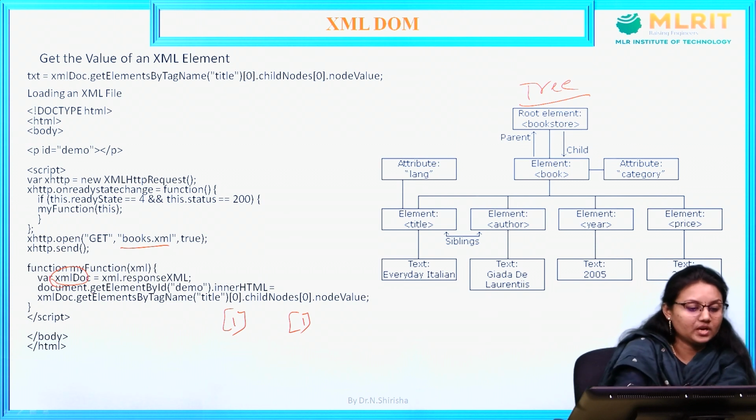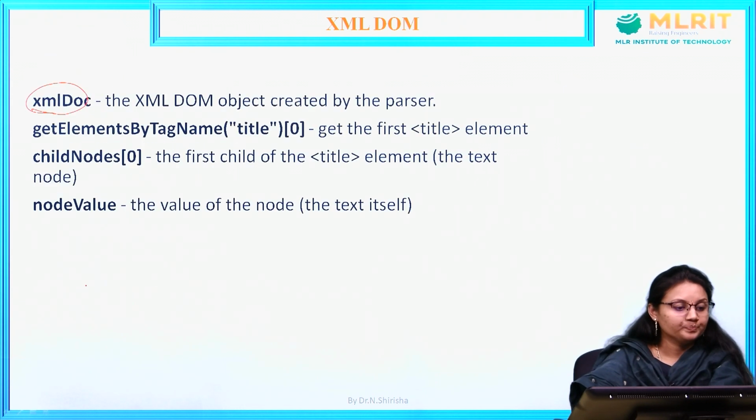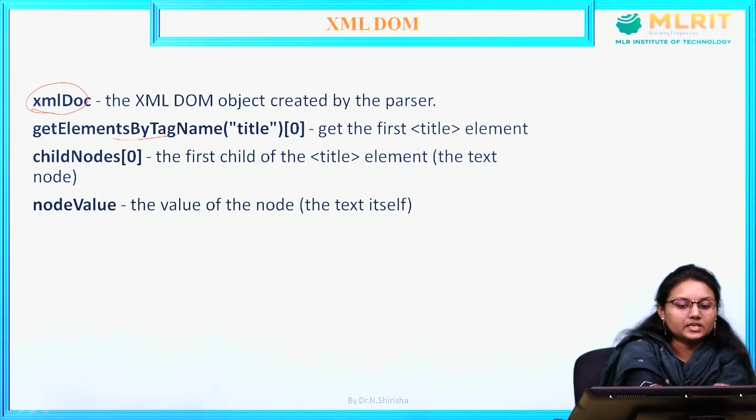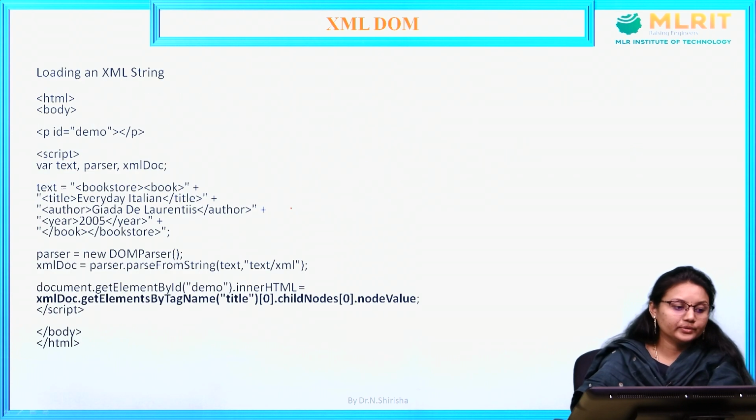That's why what we are doing here, this object is used as a parser. Okay, so get element by tag name gets the first title element, child node of 0, child of title element, node value, whatever value you are passing for the title. So this is how you can write.